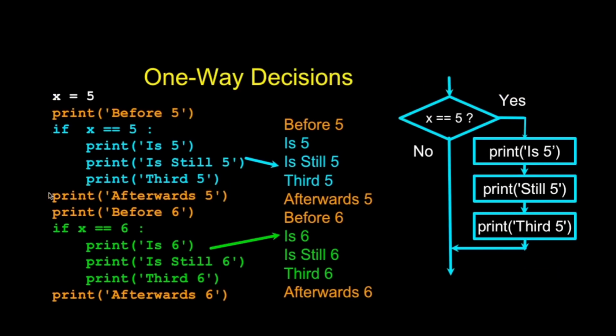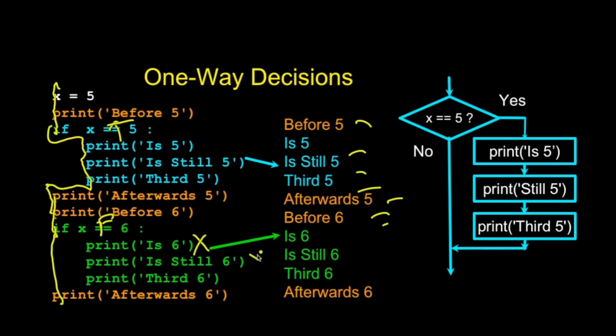So the way this is going to execute, X is 5, we print before 5, is X equal 5, that's the question mark, and that's true. So it's going to run all these, and then come back, and then continue on in the de-indent, so all this stuff is running, right? And then it says X equals 6, well that was false, so that skips all of them. So none of these lines of code run, and it says afterwards 6, so that's a mistake. Those don't run right there, because X is not equal 6.